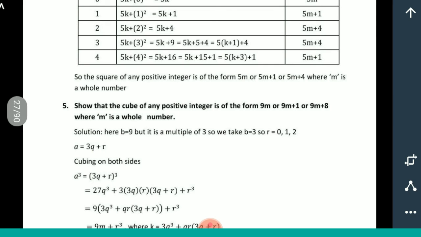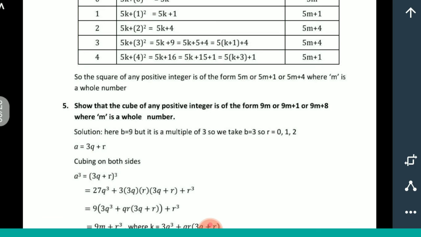What is the divisibility rule of 3? If the sum of the digits of the given number is a multiple of 3, we can say it is divisible by 3. In the same way we can say for 9 also. Are you following? So now I am taking simply b is equal to 3. Whenever b is equal to 3, our values of r are 0, 1, 2. Okay, so now a is equal to 3q plus r. Now they are asking for the cube of any integer.